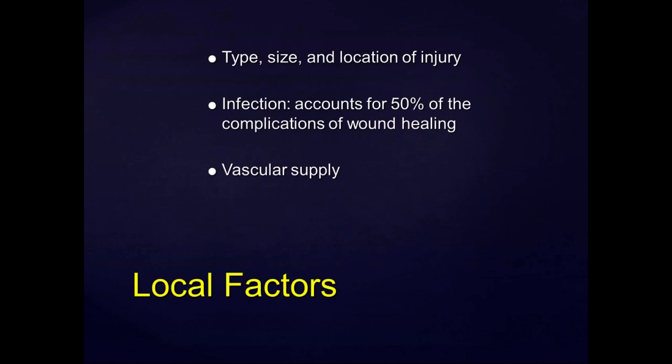Infection accounts for 50% of the complications of wound healing. As we know, we have tons of normal flora in our system, and a wound is a fine opportunity for some of our normal flora to get places where they're not supposed to be. Those are opportunistic pathogens, and so they can cause infections that affect wound healing.